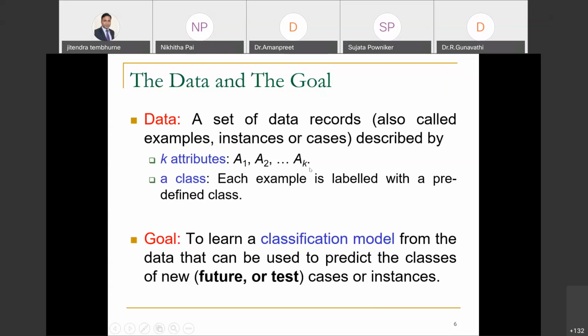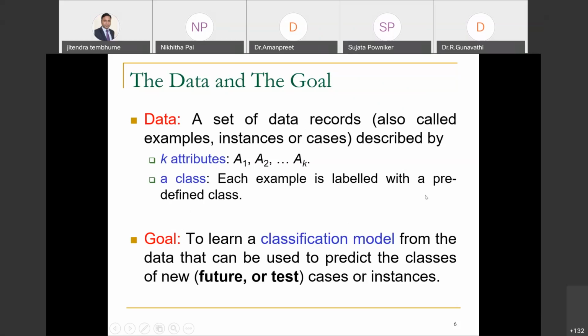So, a simple example: let's say I want to gather the data of students. In that I can consider the attributes student name, gender, percentage, and likewise. So these will be considered attributes, and later on you can use these attributes well in the process. Fine. And then the data is going to have a class. Each example is labeled with a predefined class. So whatever example data has been recorded belongs to a particular class.